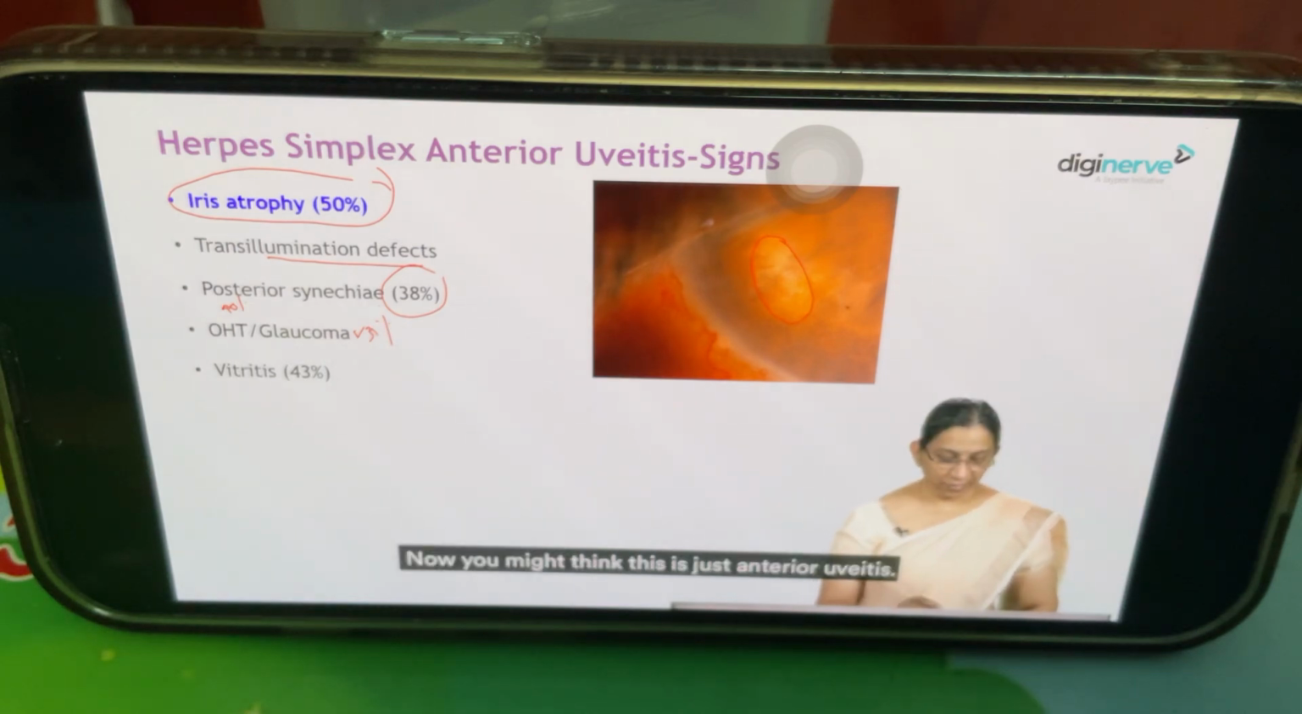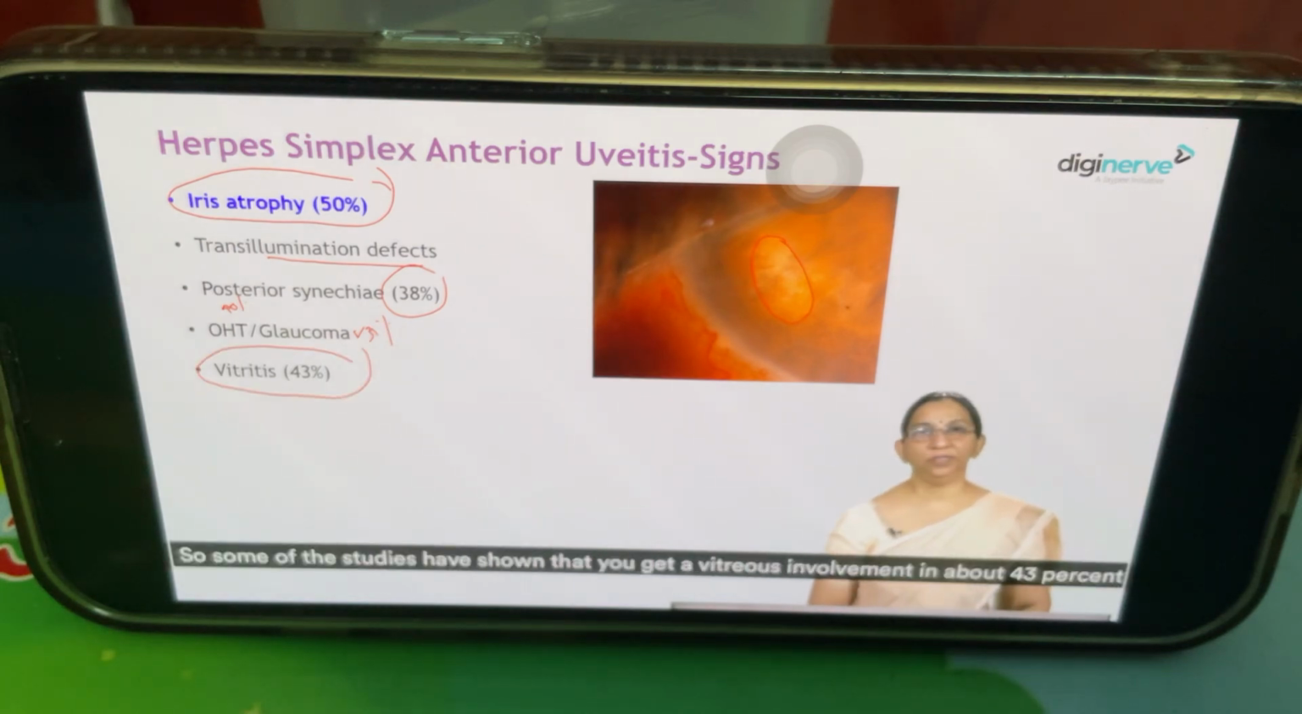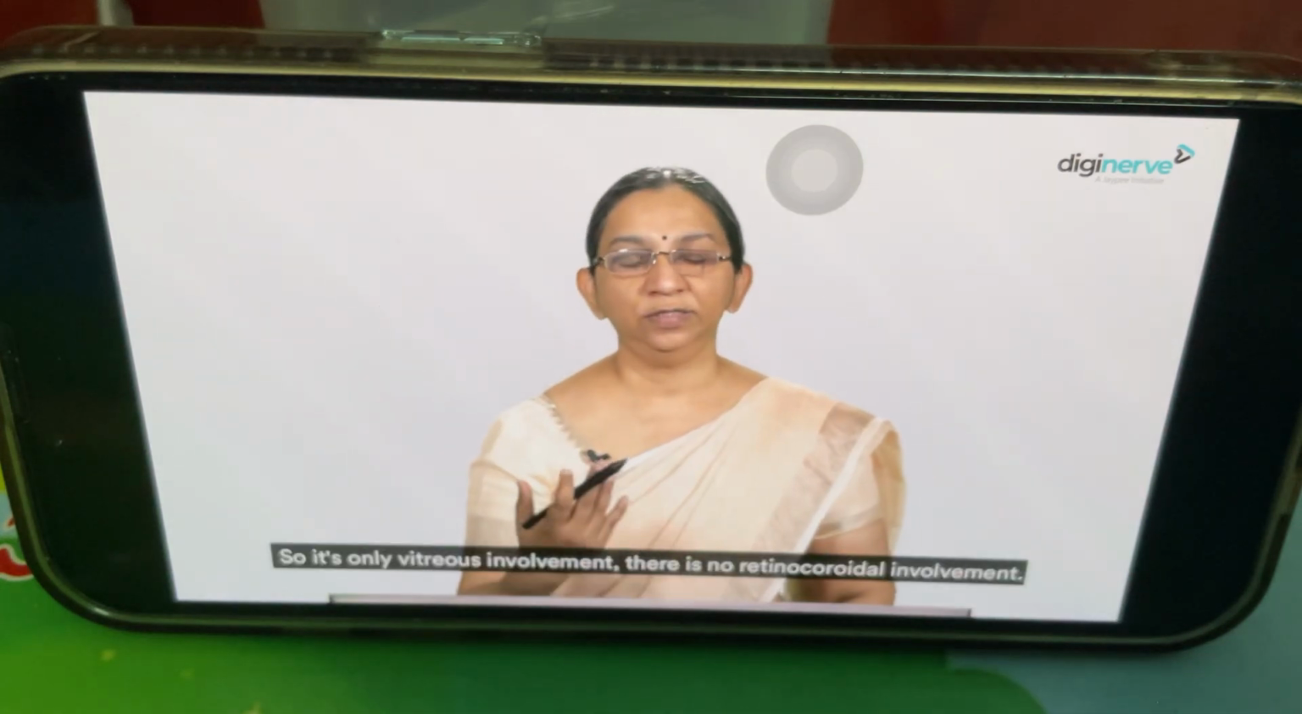Now, you might think this is just an anterior uveitis. Some of the studies have shown that you get a vitreous involvement in about 43% of cases. So it's only vitreous involvement. There is no retinochoroidal involvement.